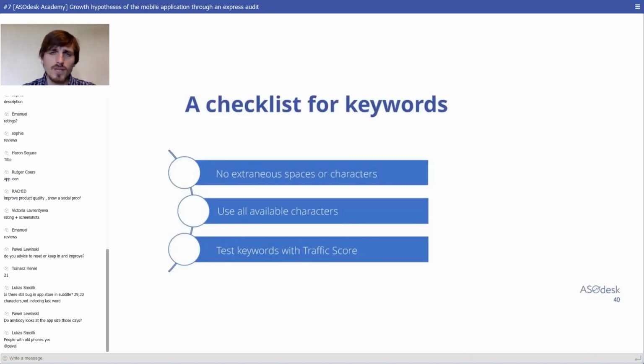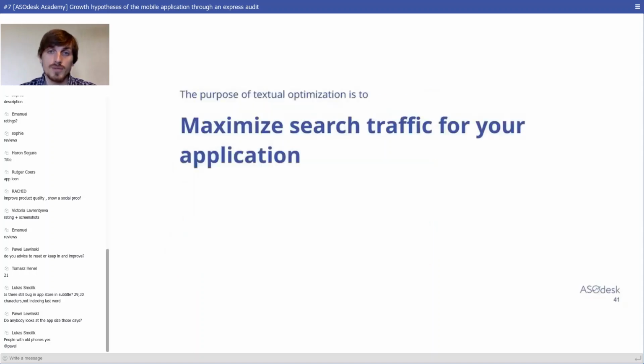Another thing is a checklist for keywords again. We can check whether we have any extraneous spaces or characters. We can check whether we are using all available characters. Perhaps we can free some space in one of the locales and add some more keywords. Test all the keywords which we are using with traffic score. Perhaps one of the keywords we are using, or a few keywords or a group of keywords, has a low traffic score, and we can replace them with other keywords.